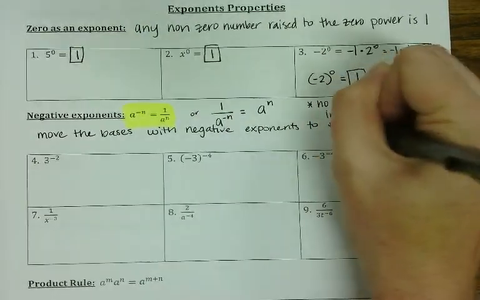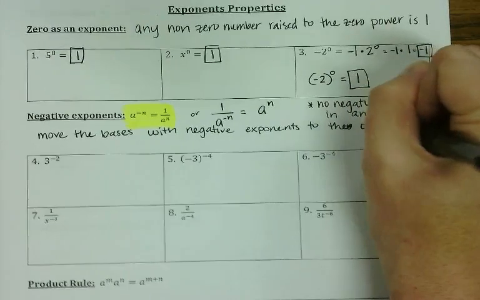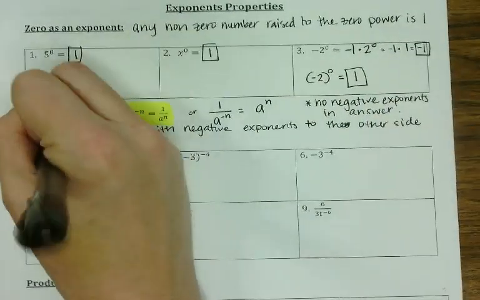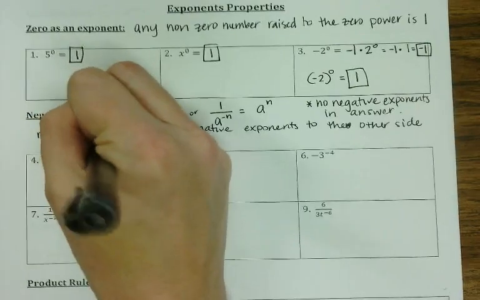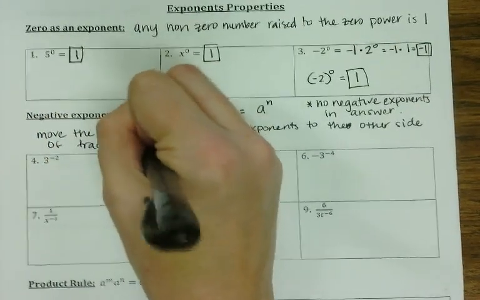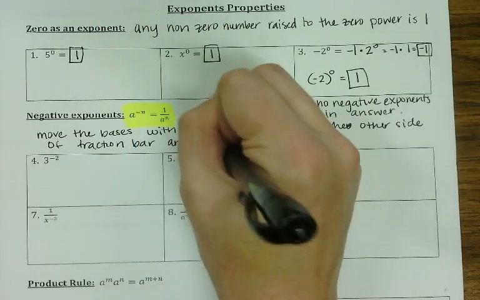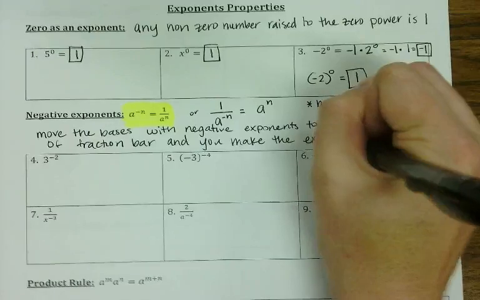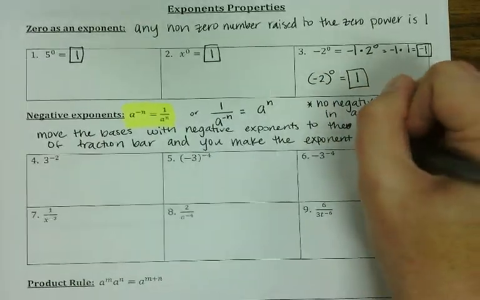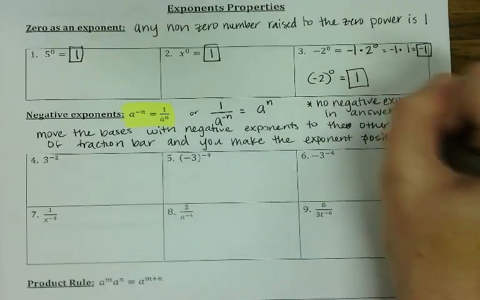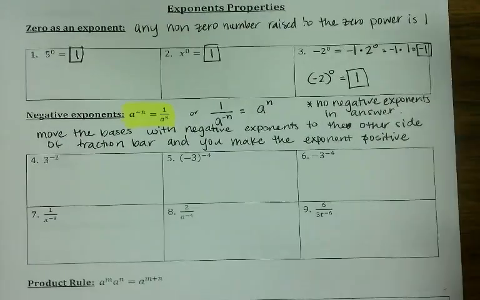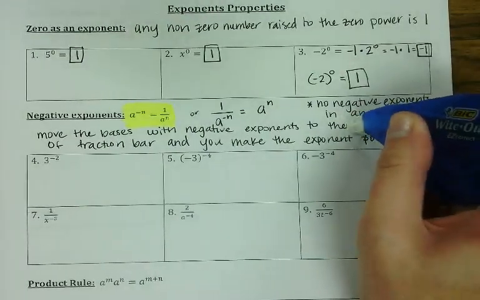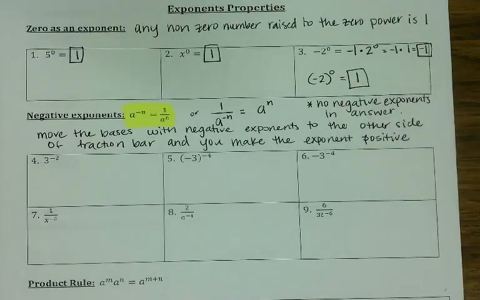To the other side of the fraction bar, and you make the exponent positive. So what we are doing is we are shifting whatever has the negative exponent. We move that base to the other side of the fraction bar, and then you make the exponent positive.